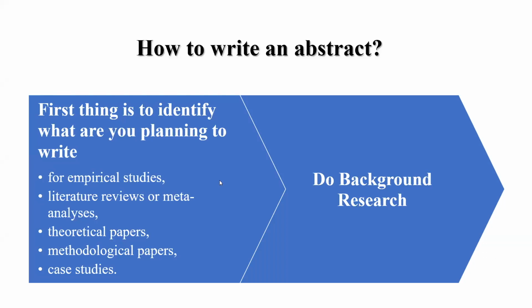So what do you do? For example, if you're writing a review, the first thing is to identify what you are planning to write. Whether it's empirical studies, reviews or meta-analyses, theoretical papers, methodological papers or case studies, you have to do background research. There are so many courses available these days, and I think during this course it will be addressed as well, on how to do a literature search. Believe me, don't take it for granted. It's not easy to do a valid literature search. You have to really know how to do it, because it's not that easy. Let me tell you that, even for me.